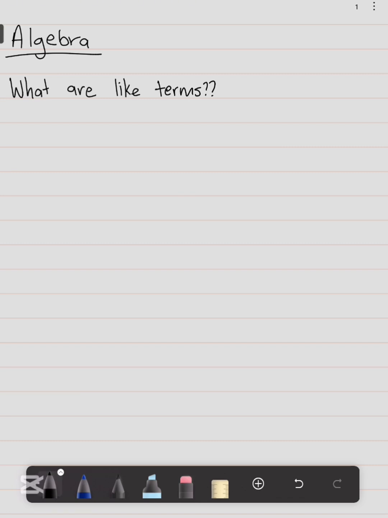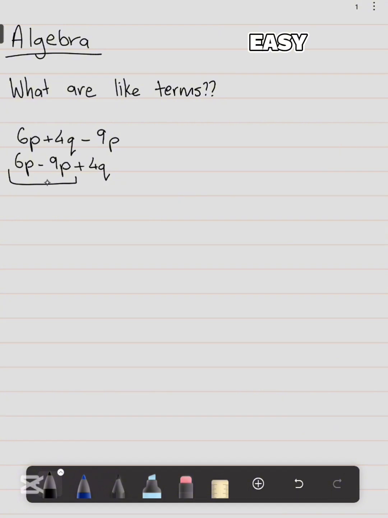Let's try it again, but with different variables. Okay, 6p plus 4q minus 9p. Let's identify the like terms. We've got two p's, and they're both to the power of 1. So 6p minus 9p plus 4q. And we group them together because they're like terms. And remember to include the minus in the minus 9.